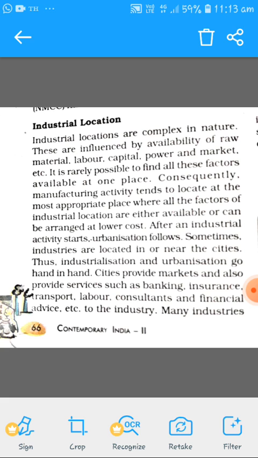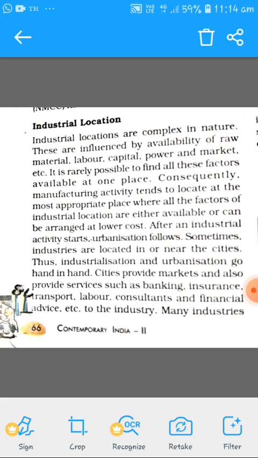Power you need. Okay, electricity, whatever electricity you need. Nowadays everything is machine driven, and machines are run through power. The power may be hydroelectricity. You can get the power from coal, petroleum, diesel. Okay, so all these things are needed. And market is also very important. If you are producing a commodity, you need a market to sell those commodities you are producing. Okay, so these are the factors.